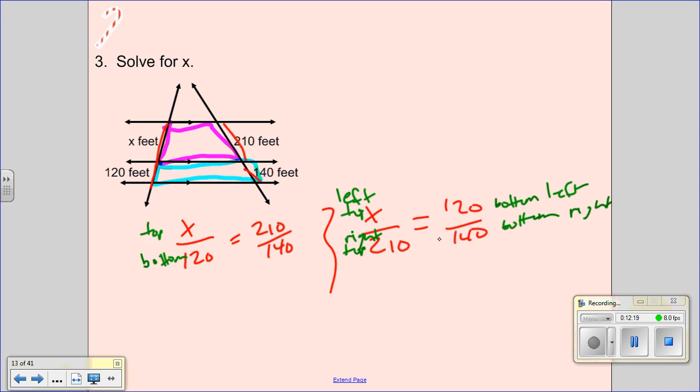So you can't mix up the two. You can't have a top left and a bottom right on top of each other. No, that doesn't work. So there are specific ways to write the proportion, but these are two options, and you'll get the same answer no matter what.